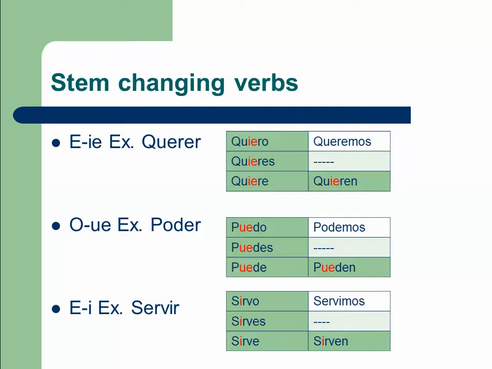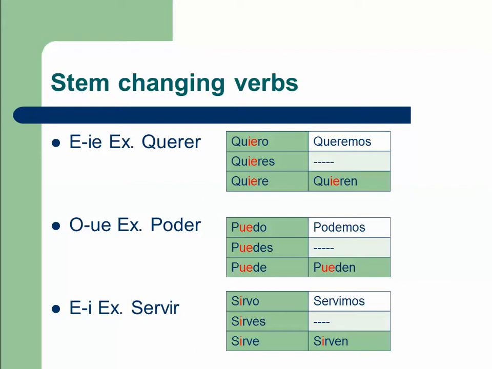And then poder is puedo, puedes, puede, podemos, pueden. It's not podo, it's puedo. You just change that O to a UE. And the same thing happens with servir, only it's an E to an I. So you change the E to an I when you conjugate. Sirvo, sirves, sirve, servimos, sirven.